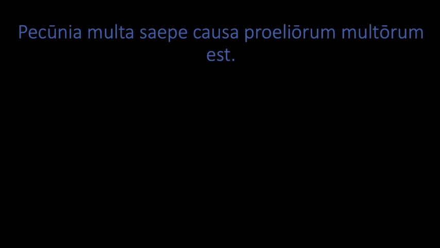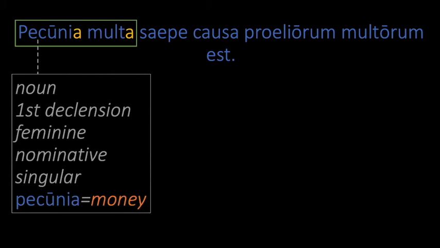Here is our last exercise. Pecunia multa saepe causa proeliorum multorum est. Let's start with pecunia multa. Pecunia is a first declension noun, meaning money. It's in the nominative singular form.